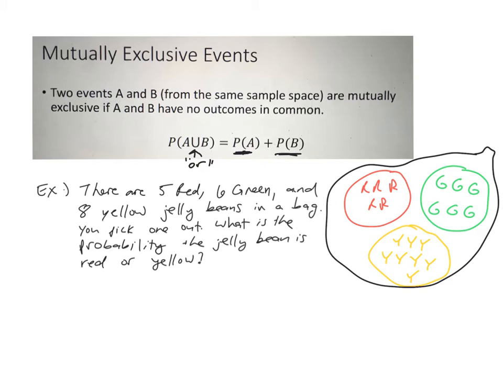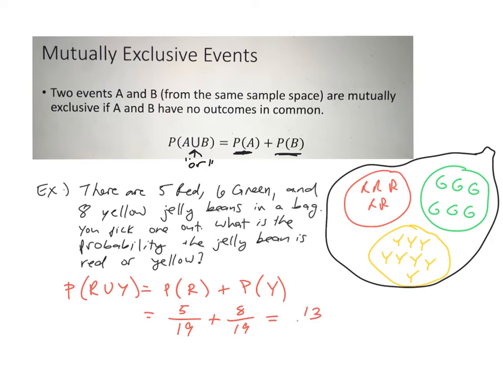So let's think about that. The probability that it's red or yellow is just the probability that the jelly bean is red plus the probability that the jelly bean is yellow. Well, we can take the probability that it's red. We know that there are 5 red out of the total number of jelly beans in the bag, which if you add all those together, you get 19. Plus the probability that it's yellow. We have 8 yellow, again, out of the total 19, and then we can add those 5 plus 8, we get 13 out of 19.